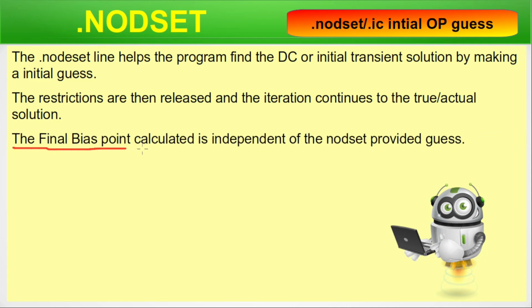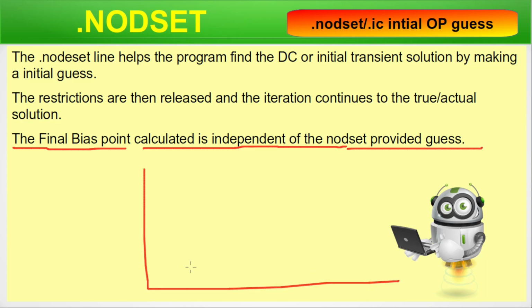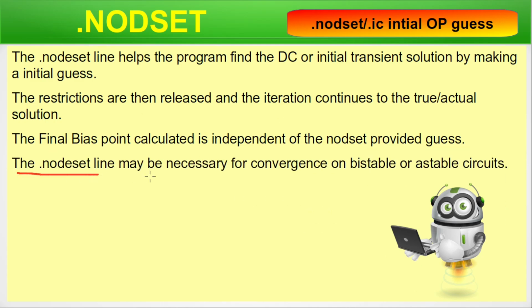The final bias point calculated is independent of the NODSET guess. That means the Q point, like for a BJT, is calculated separately. But the simulation should start for a particular node from that point. Basically, we are talking about a transient solution and some point we are starting, right? At time t equal to 0, some particular node will contain some particular voltage. That is done by the NODSET. The NODSET line may be necessary for convergence of bistable or astable circuits. You know about bistable and astable circuits from your classroom. For those kinds of circuitry, the NODSET will come into the picture and play its role.